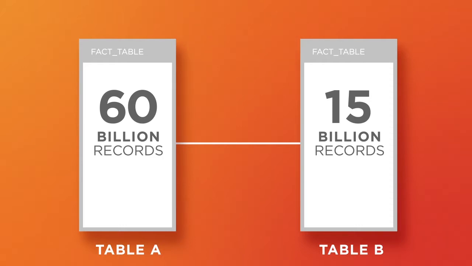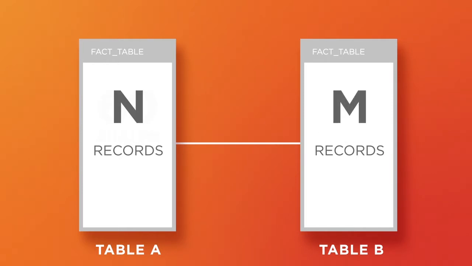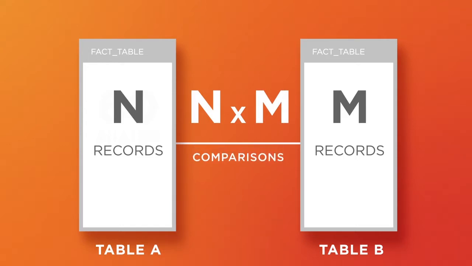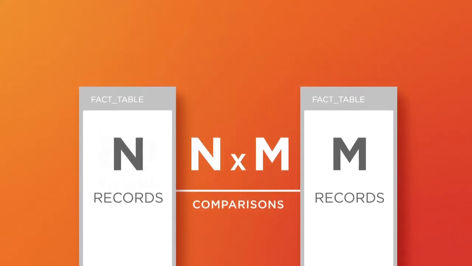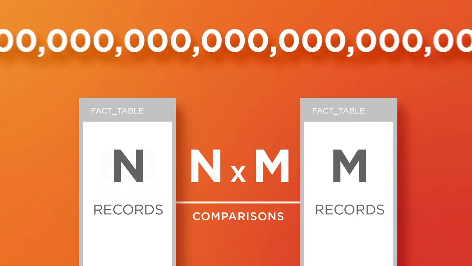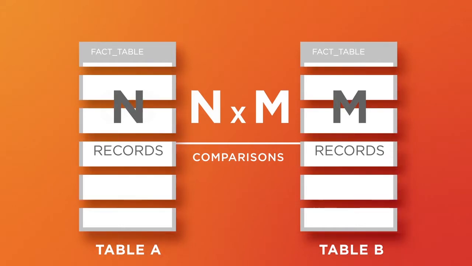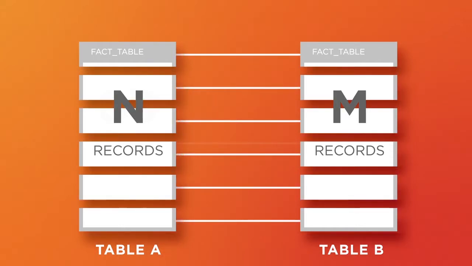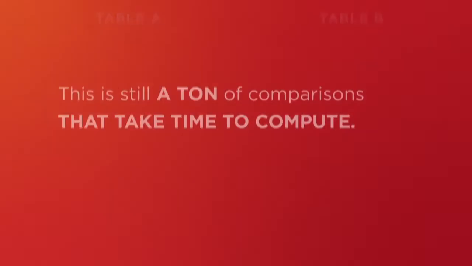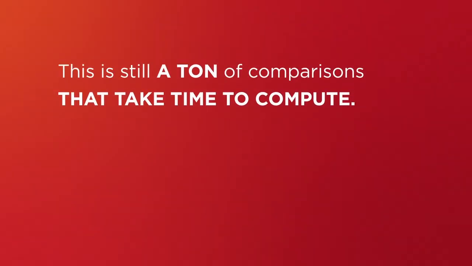If we say the base table has n records and the foreign table has m records, we need to do n times m comparisons to fully resolve the link. In our example, that's 900 quintillion comparisons. 1010 data uses optimizations like comparisons occurring on a segment-by-segment basis in parallel to reduce the number needed. However, this is still a ton of comparisons that take time to compute.